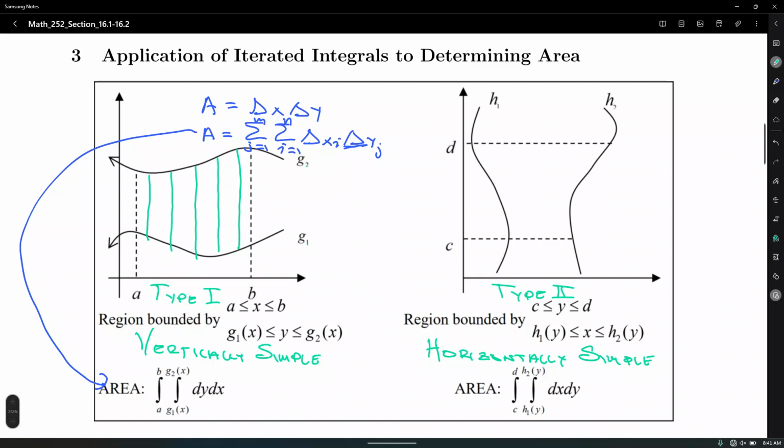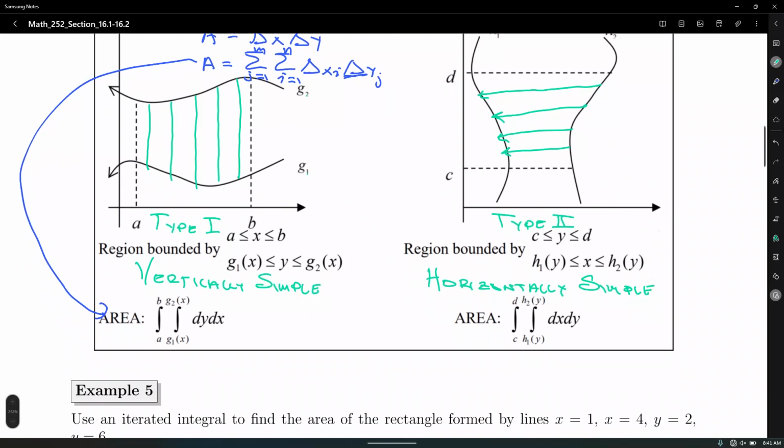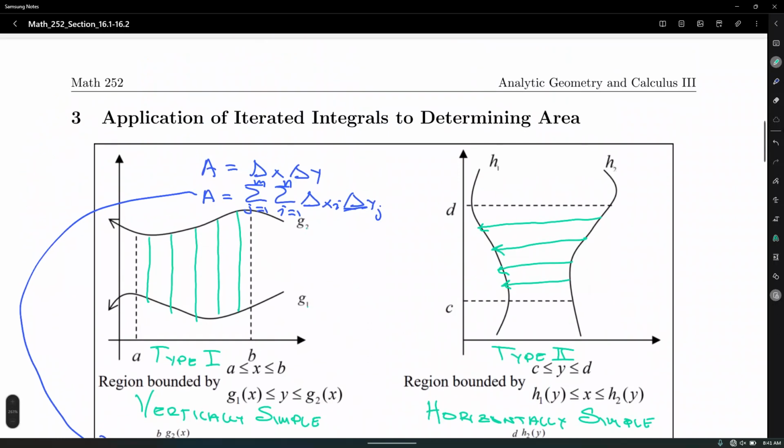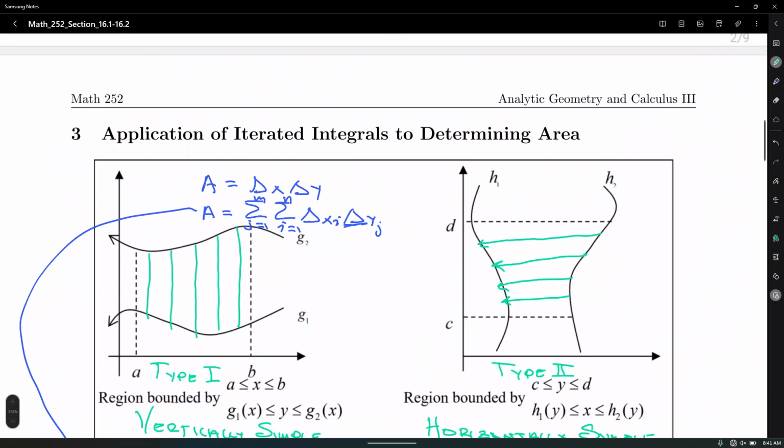That means that if I have h1 and h2, the rightmost function will always be to the right of the left function. Function 2, well, you know that's 1. Yeah, it's 1. And that's how we know this is a horizontally simple function. Okay? So, for instance, let me see if I can make something up. Like this region.